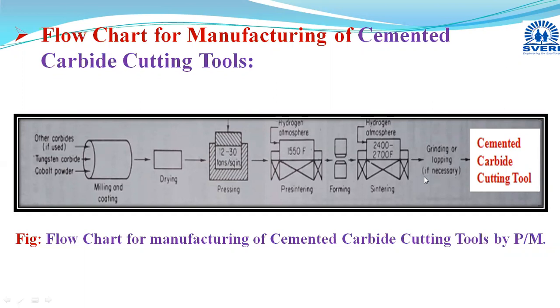Machining operation is done in two ways: rough and fine machining. Then the cemented carbide cutting tool is obtained, which is tested and inspected for its properties, shape, size, and whether any kind of defect is present or not. In this way, we have completed this part.